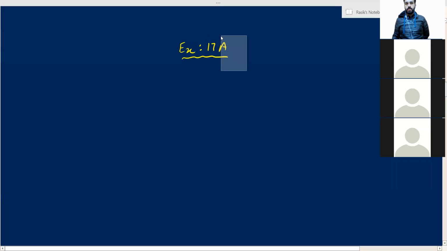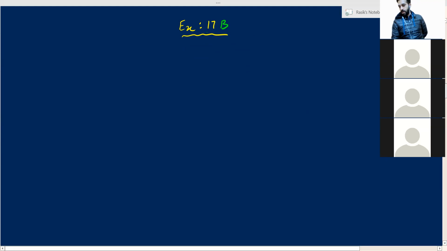So now we are starting with the next exercise. You all are taking a lot of time in constructing these figures. 17b. Ayushman has posted. Very good, absolutely right. Excellent.